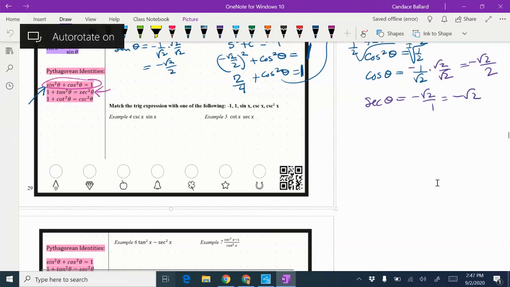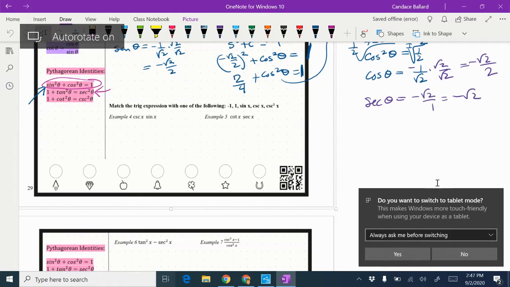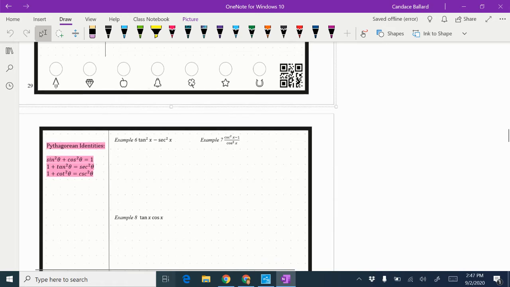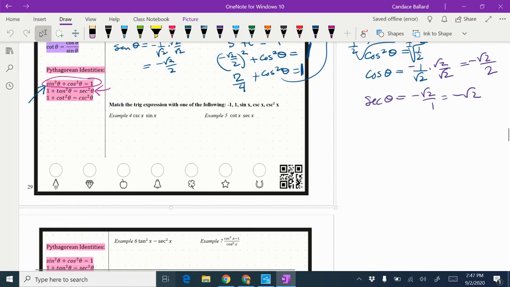In this part of the video, we're going to do examples 4 through 8. And our goal in these examples is to try to simplify everything into one of these 5 answers here, okay? So typically a good way to start this is by trying to turn everything into sines and cosines. That's one method of simplifying trig identities.